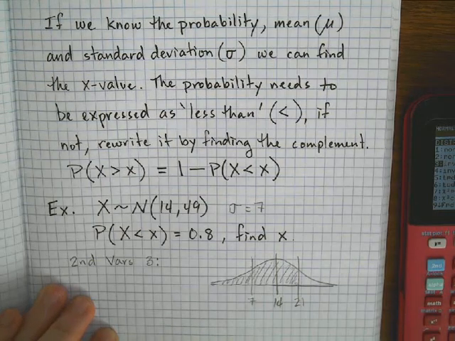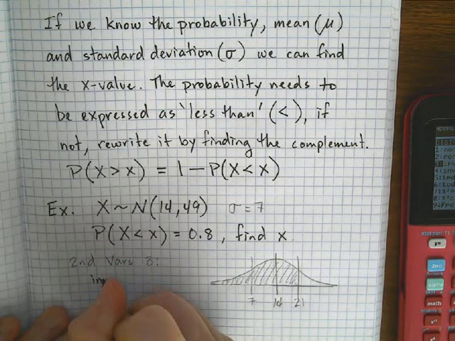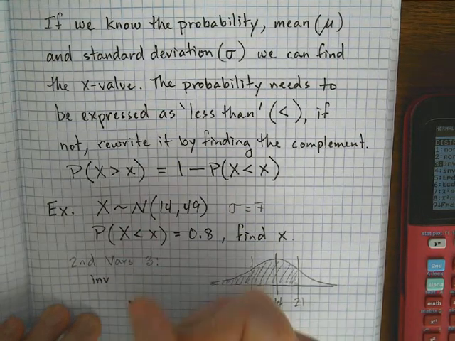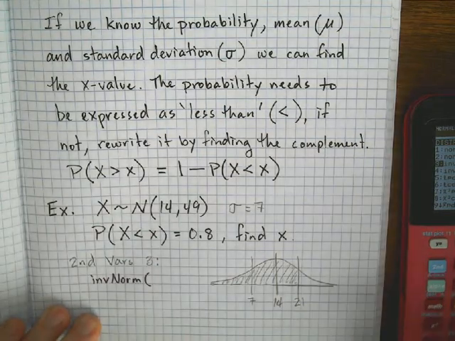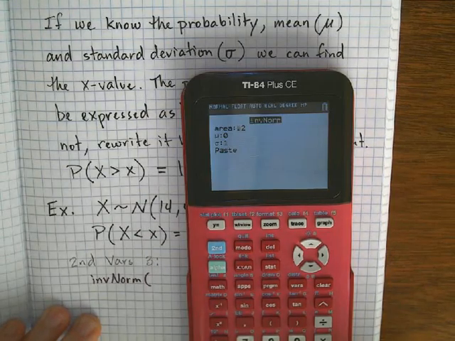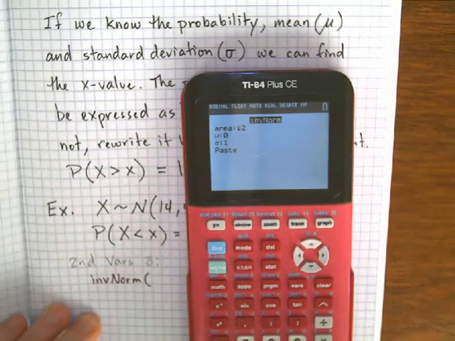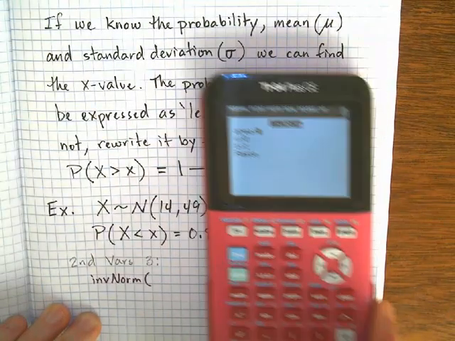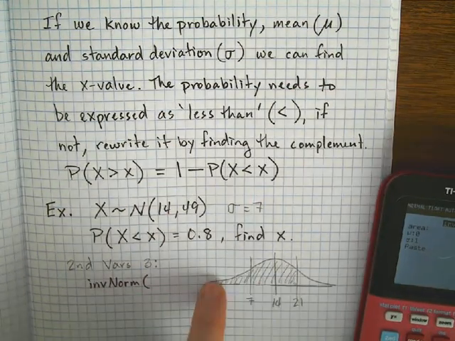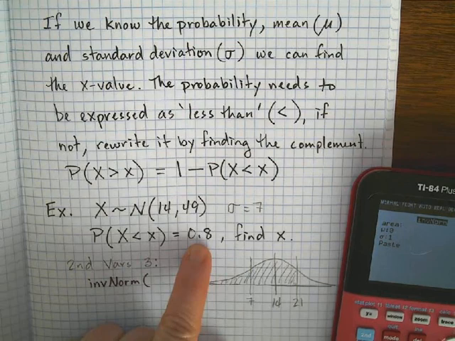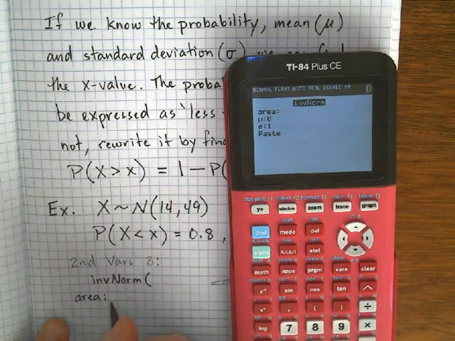Let's write this in pen. This seems a little light. So we're going to see invNorm is what we're selecting. And when I select that, let me focus that. It seems a little out of focus. Okay, where it says area, that's the 80%. We're going to put in our 0.8. So the area is going to be our 0.8.